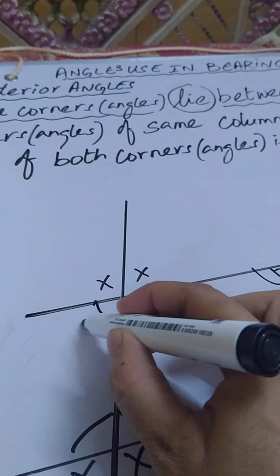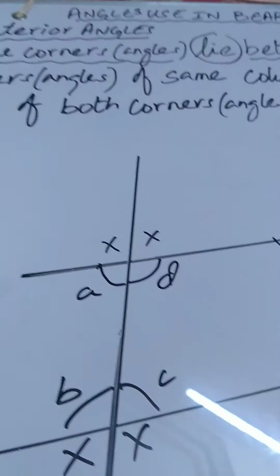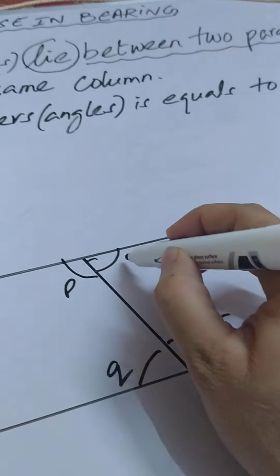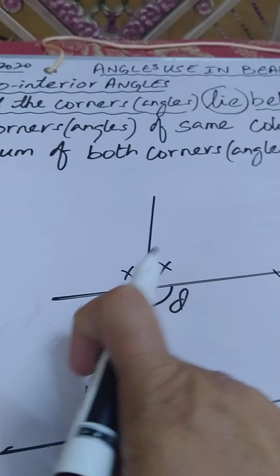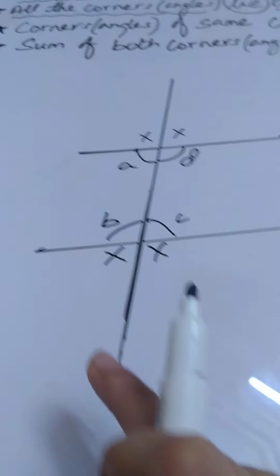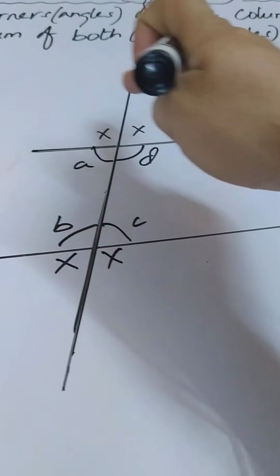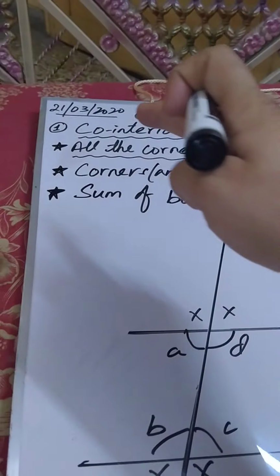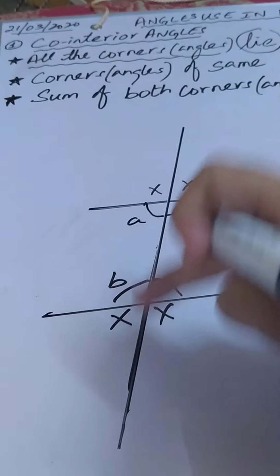So look here, if I say this is A, this is B, this is C, this is D, this is P, this is Q, this is R, and this is S. So guys, this transversal line is making 2 columns, first column, second column, first column, second column. And what we said, all the corners lie between the two parallel lines. So we are using these columns which are between the two parallel lines.